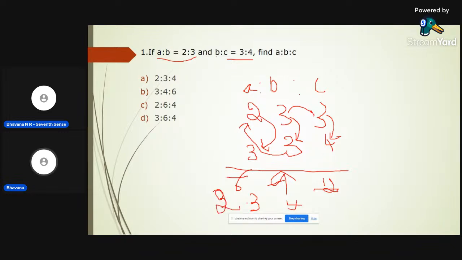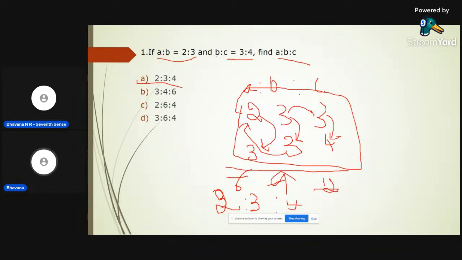So what is the ratio? What is the value of this now? 2 is to 3 is to 4. So the answer is 2 is to 3 is to 4. This is the easy method to find the ratio values.